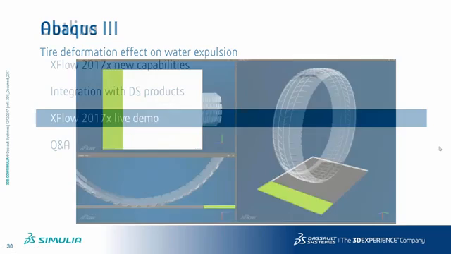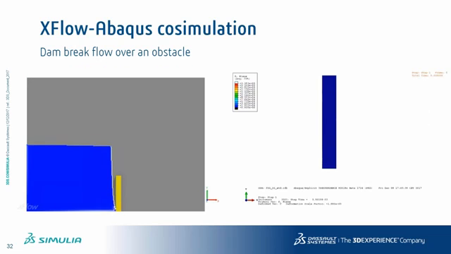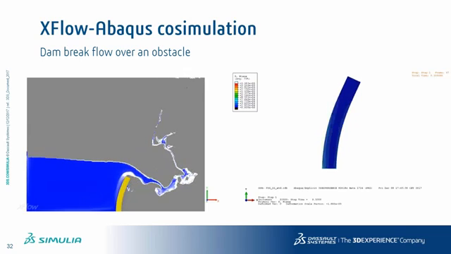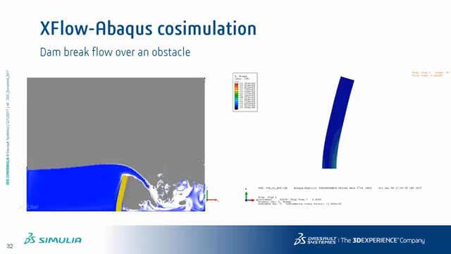That was all I had on integration with DS products. That was a quick overview, to give you an idea of what's coming in the next release. And now I really want to focus on the live demo. We'll take some time to show you what we're going to do, and we'll try to do a step-by-step setup. What we're going to see is actually a reduced case of the validation that we saw earlier. It's a flexible dam break bar coupling.